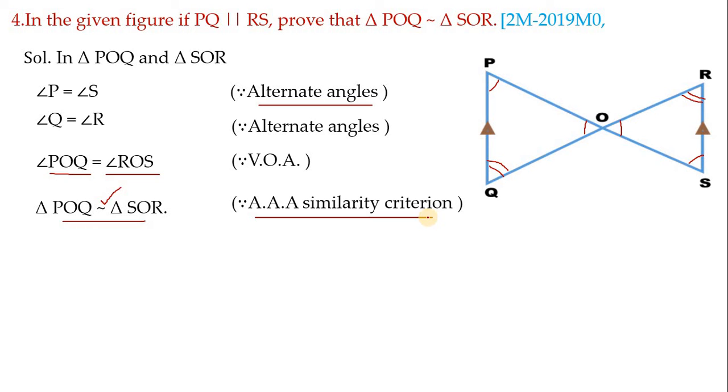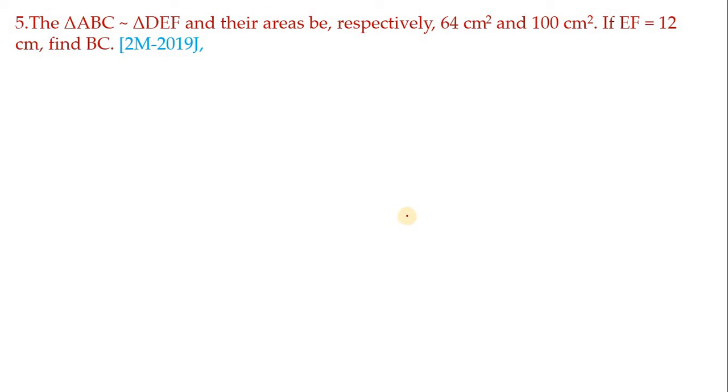So very simple problem. Next let us move on to another problem, children, and this problem is similar to the first problem which we solved today. So try yourself to solve this, children. The triangle ABC is similar to triangle DEF and their areas are respectively 64 cm square and 100 cm square. If EF equals 12 cm, find BC. 2 mark problem as in the year 2019 June.